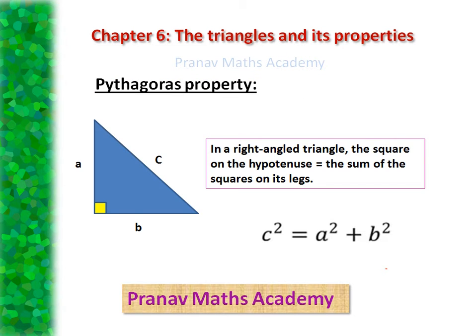Pythagorean theorem. In a right angle triangle, the square on the hypotenuse is equal to the sum of the square on its legs. Here A and B are legs. C is the hypotenuse. Therefore, C squared is equivalent to A squared plus B squared.